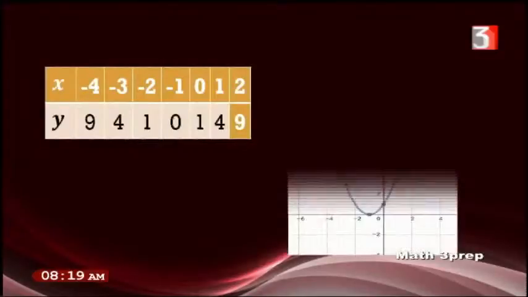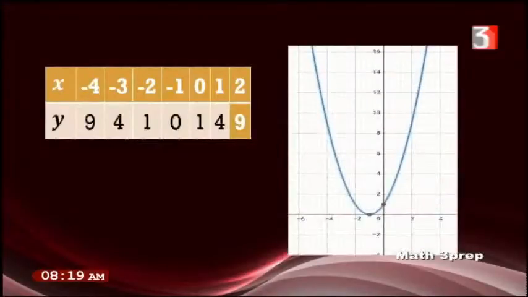Let us start by plotting the graph. The first point is negative 4 and 9. The second, negative 3 and 4. The third, negative 2 and 1. The fourth is negative 1 and 0. Then 0 and 1. Then 1 and 4. And finally 2 and 9.